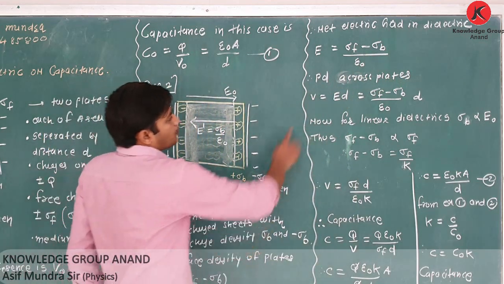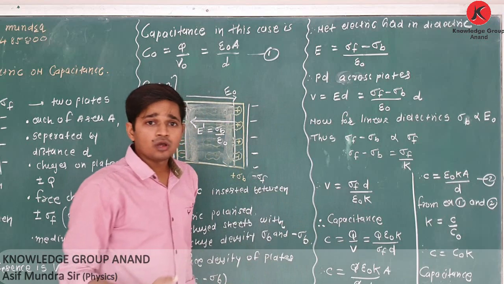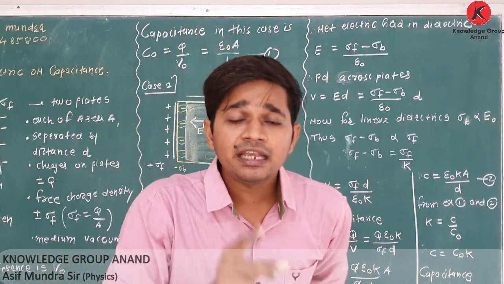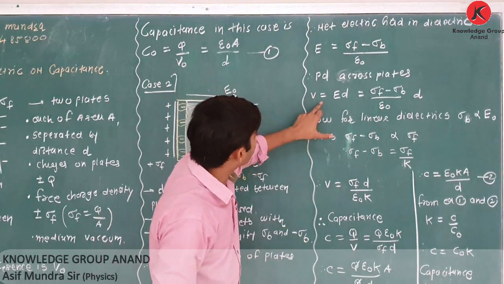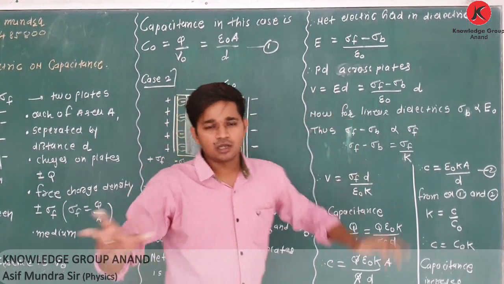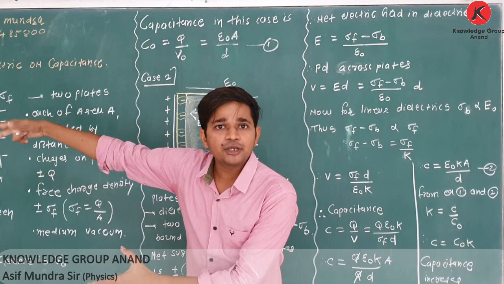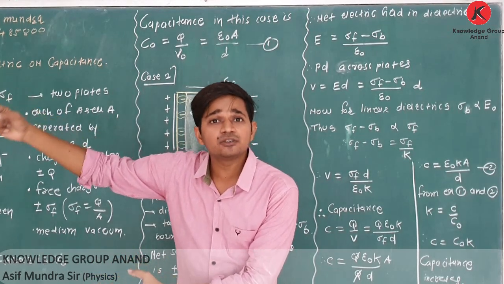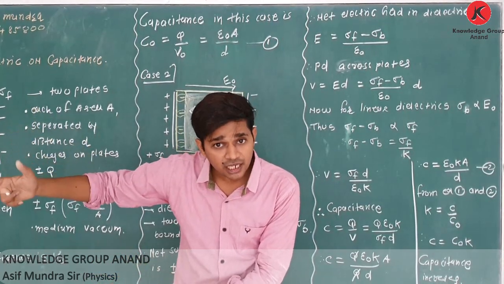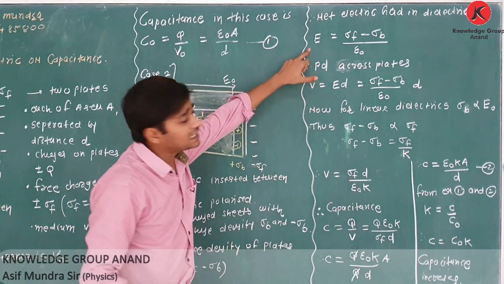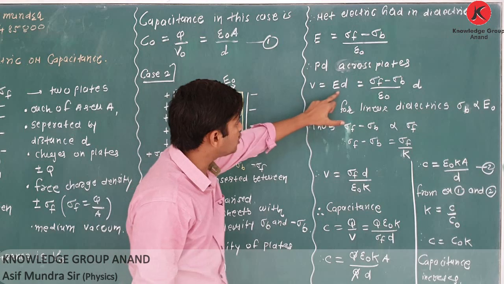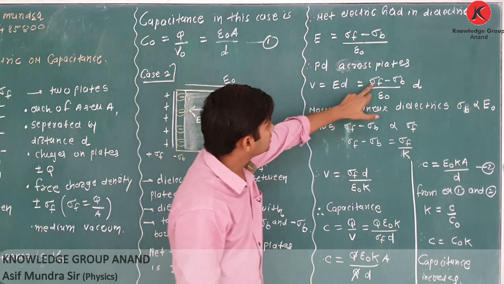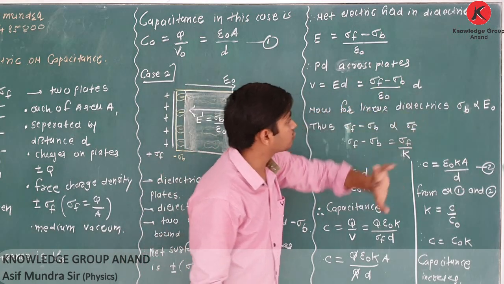Clear? Now, potential difference across the plates. V is equal to ED. Electric field changes, potential also changes. See the notation: when we used vacuum, we used the notation E0, V0, C0. Now we are using E, that is in the dielectric. When the dielectric is placed, the potential difference V is equal to ED, because E is changed. So V is equal to sigma F minus sigma B upon epsilon 0, times D.